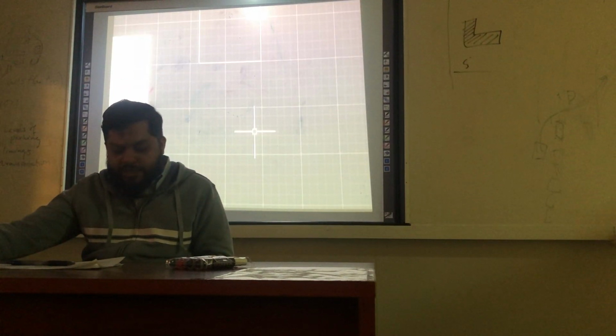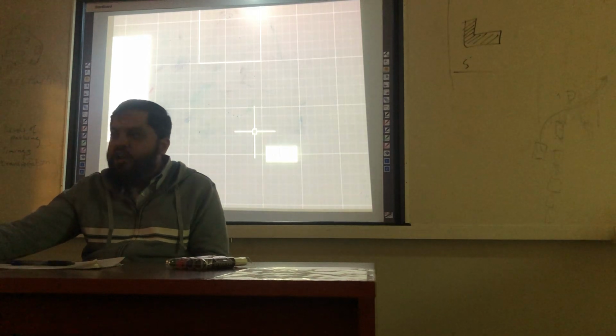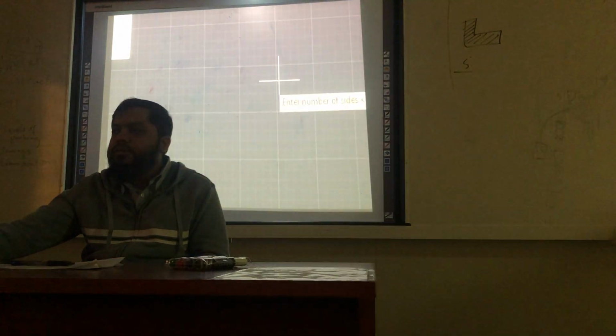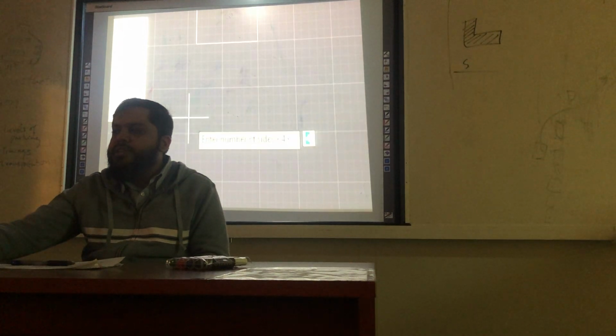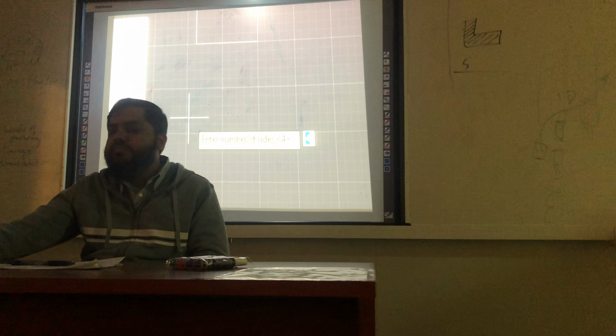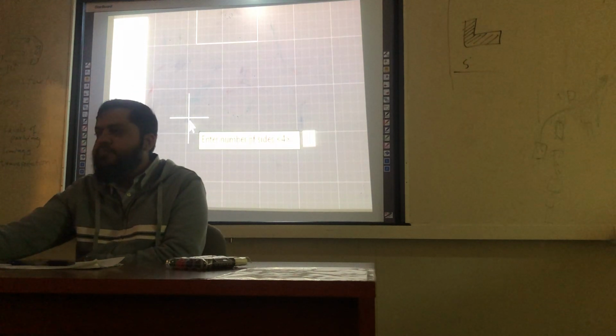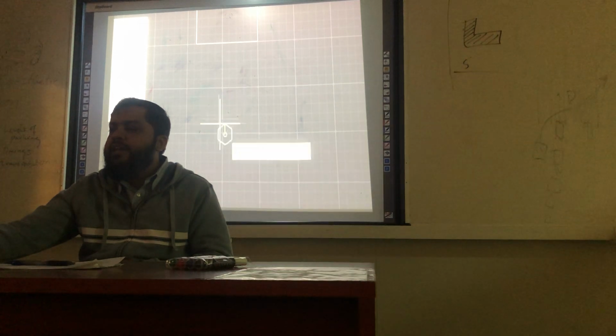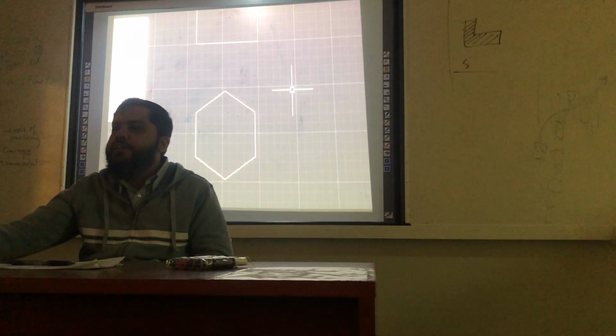Let me make a polygon. POL, polygon. It says enter the number of sides. How many sides do you want? 6, let's suppose. Click, click, click.